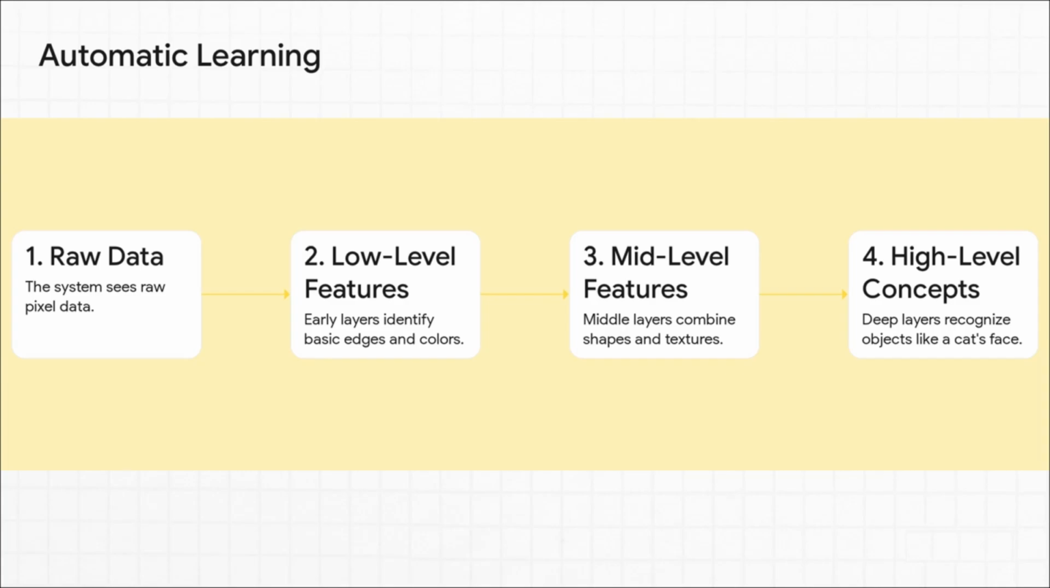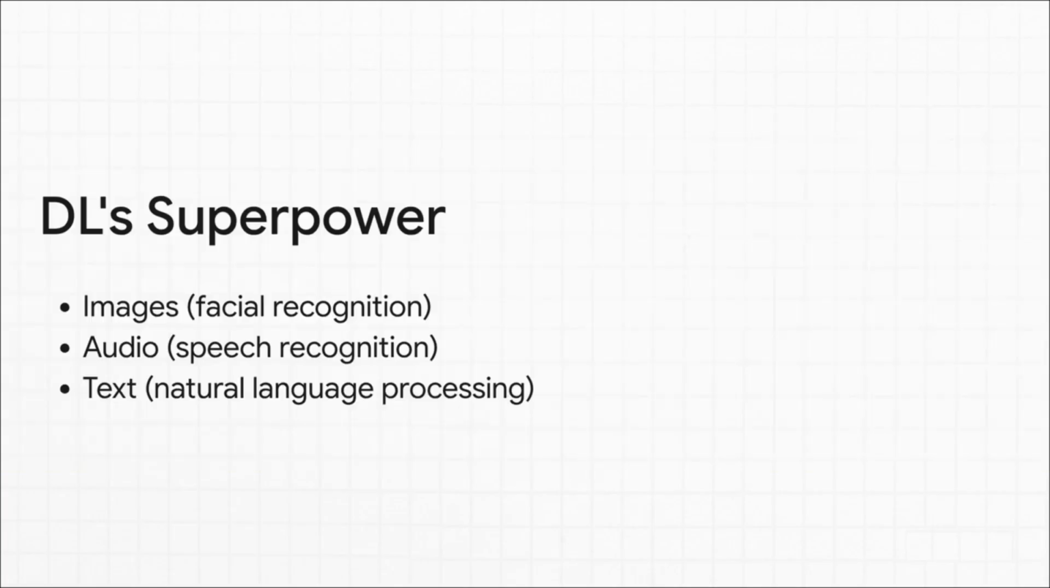A programmer doesn't have to sit down and try to define what makes a cat look like a cat. The network learns it automatically. The first layer might just see basic things, like edges and colors. The next layer combines those into simple shapes. The layer after that might recognize textures or maybe eyes. And then finally, that top layer puts it all together and forms a high-level idea. Yep, that's a cat.